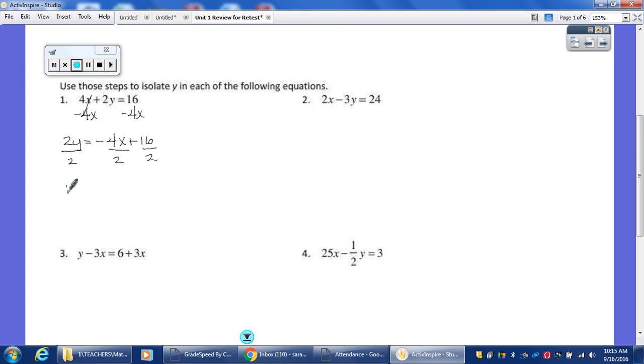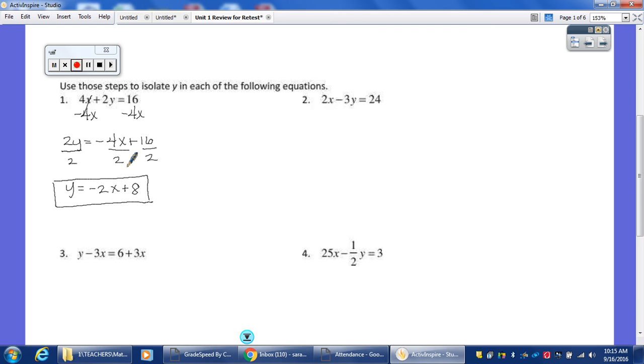And what we get is y is equal to negative 4 divided by positive 2 is a negative 2. And 16 divided by 2 is 8. And so the answer here, we've isolated y. The answer is y equals negative 2x plus 8.